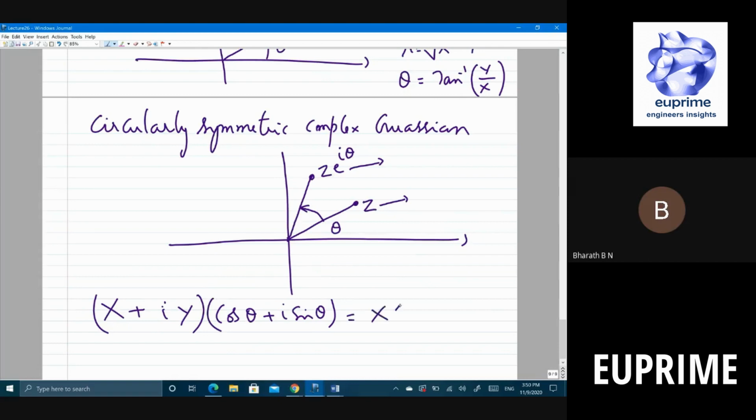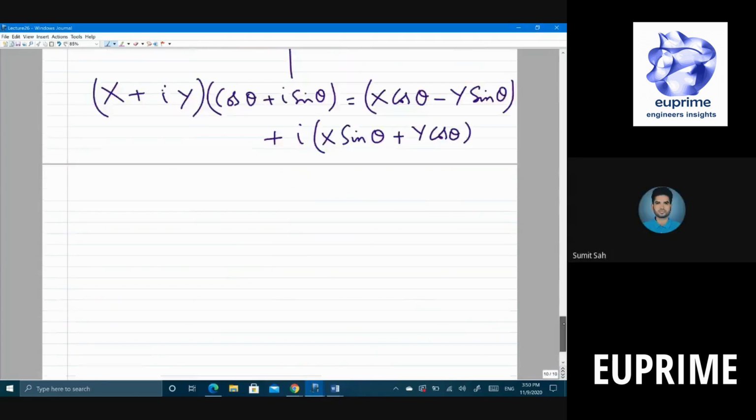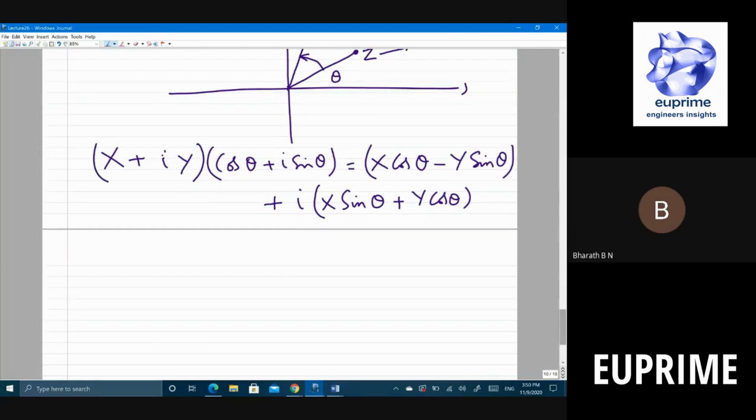X cos theta minus y sine theta, plus i times, what do you get? X sine theta plus y cos theta. Do you agree? Yes. Now, what can you say about this quantity, x cos theta minus y sine theta?